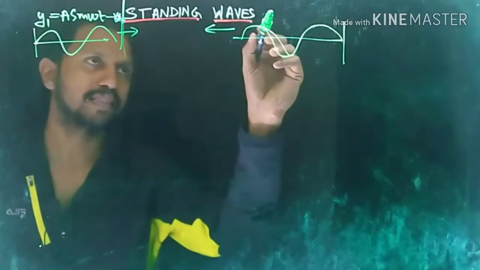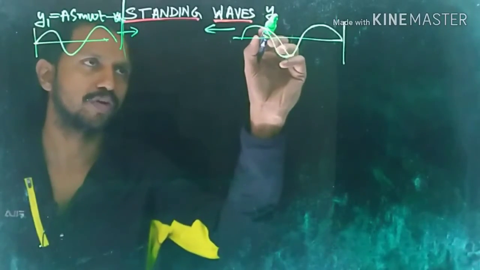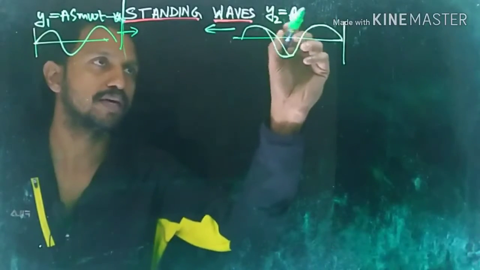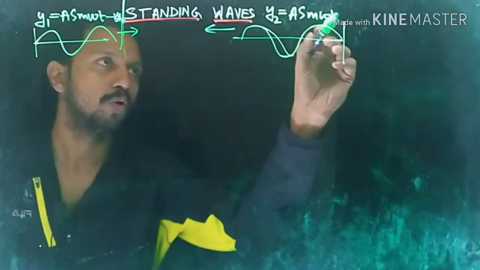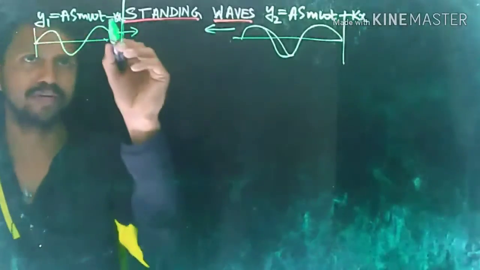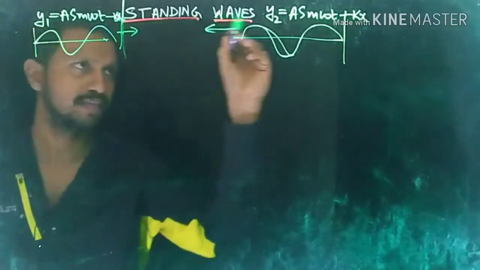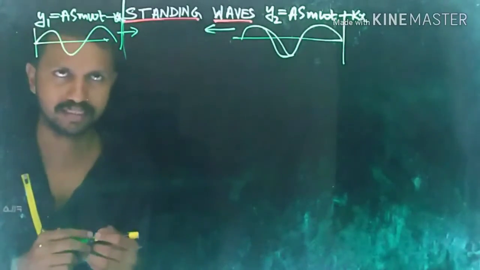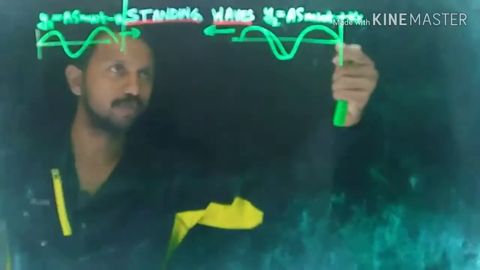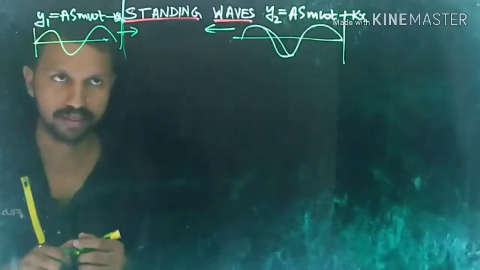Likewise, the mathematical equation for the second wave, let it be y2, and I am writing y2 is equal to a sine (omega t plus kx). Over here it is minus kx, and over here it is plus kx. It's because the first wave is traveling in this direction and the second wave is traveling in the opposite direction.